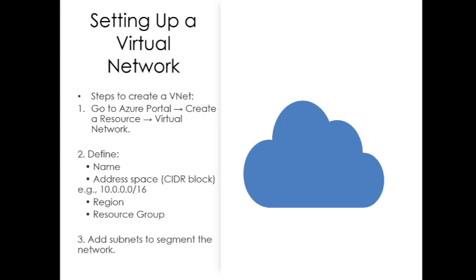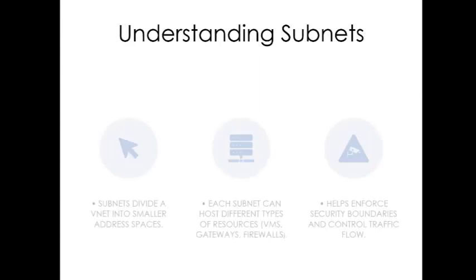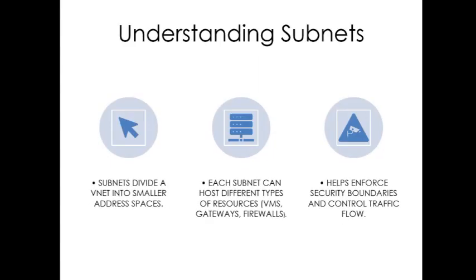Now, about subnets, what is a subnet? A subnet is a smaller segmented part of a larger network. That's why it's called a subnet. I would say it's a sub network. It's a way to divide a network into manageable pieces. In Azure, a subnet allows you to organize, secure, and control traffic between resources. So here it says a subnet divides a VNet into smaller address spaces.